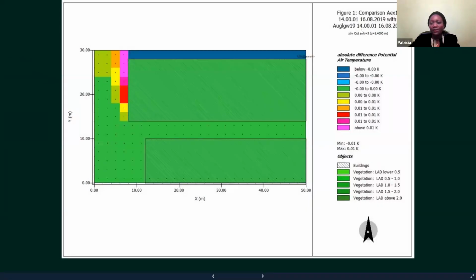So comparison for 16/8/2019 and 16/8/2019, that is before and after scenarios. And then we can see the differences here, the absolute potential difference. This red is telling you it's 0.01, so this is 1% if you want to change to percentage difference. You see there's 1% difference here, and this is above 1%. This is so because we have some trees at this side, and this other way is less. We have below 0 over here too.